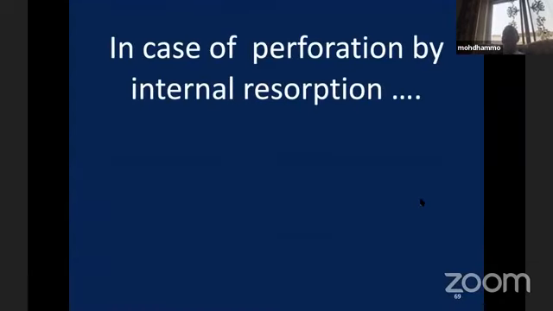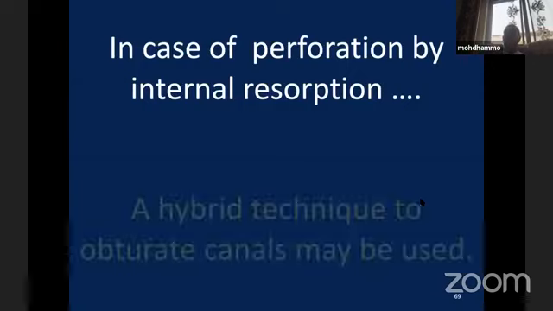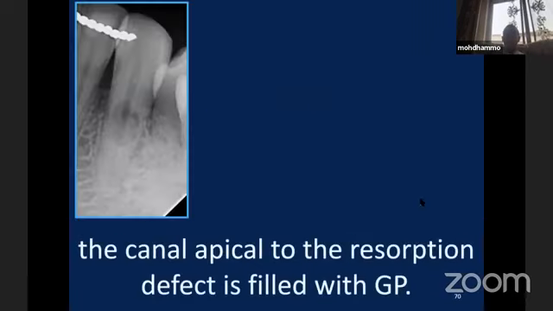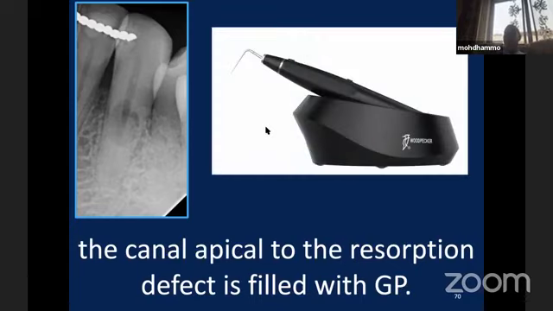What if we have perforation by internal resorption? We will manage this as we manage a perforation. We will use what we call the hybrid technique. Hybrid technique means we will fill the apical part with gutta-percha. Here we have internal resorption, so the apical part here is filled with the downpack technique.